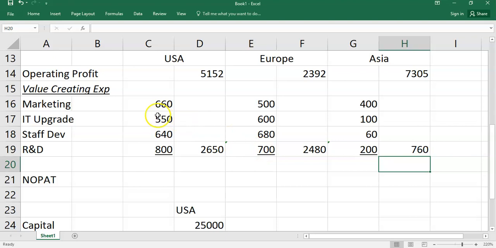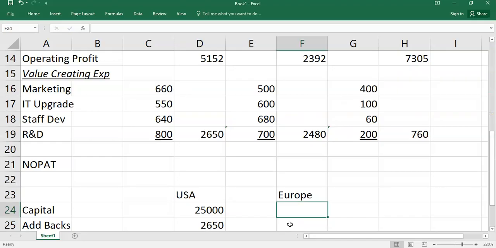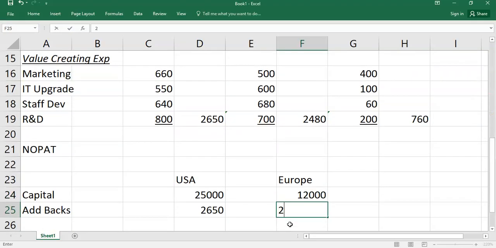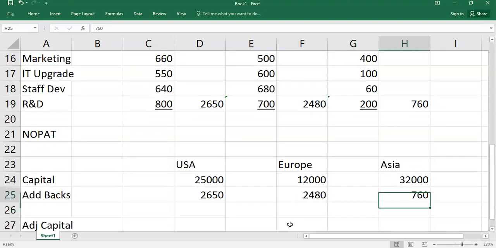So we have our value creating expenditure. So for Europe, their capital amount for Europe was 12 million, and you're going to add on 2480. And for Asia, the capital amount was 32 million, and you're going to add on another 760, because they had only a small amount of value creating expenditures.